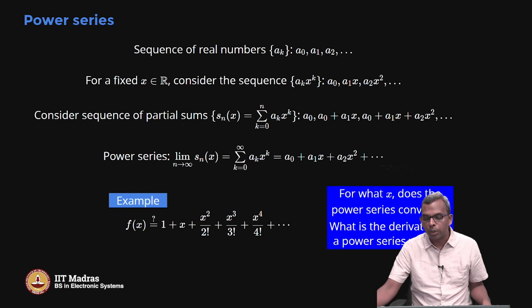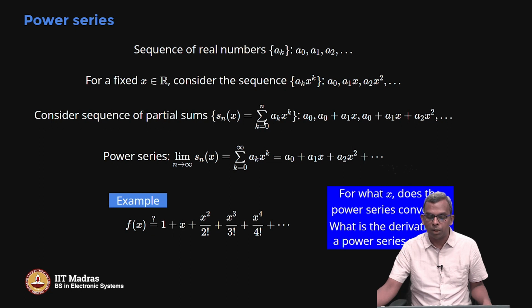And then you look at the sequence a_k x^k. This is a slightly different sequence here. For a2, we do a2 x squared, like that. So this x plays a role now in this sequence. And then you look at partial sums of this sequence, a_k x^k, which I'm going to call S_n of x, and that will go all the way up to, let's say, k equals 0 to n.